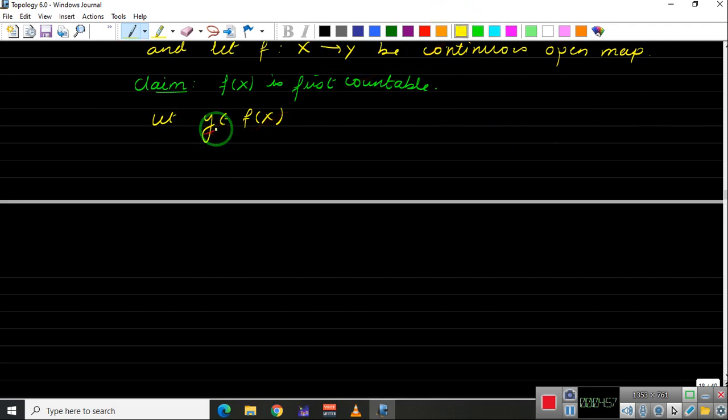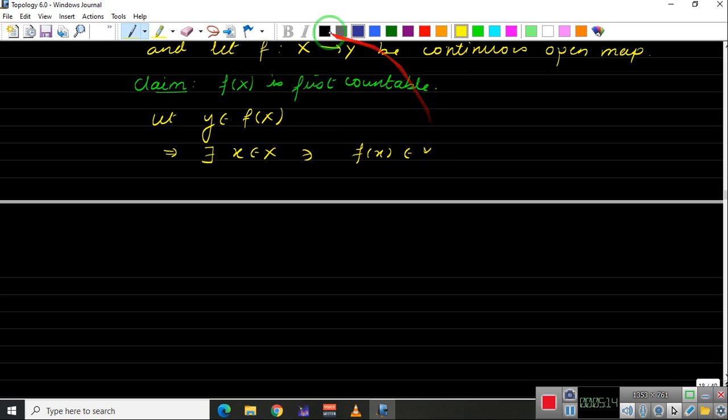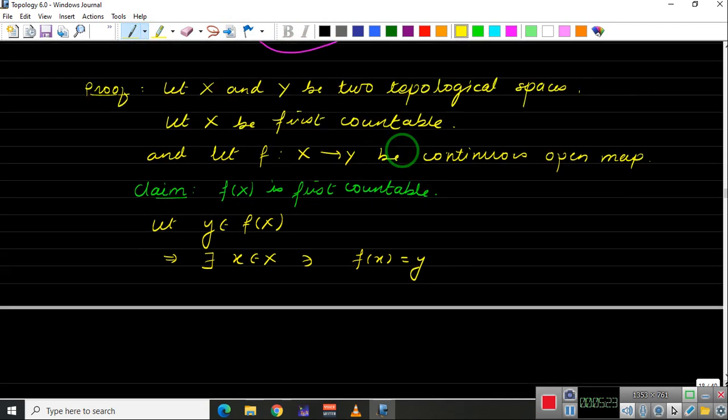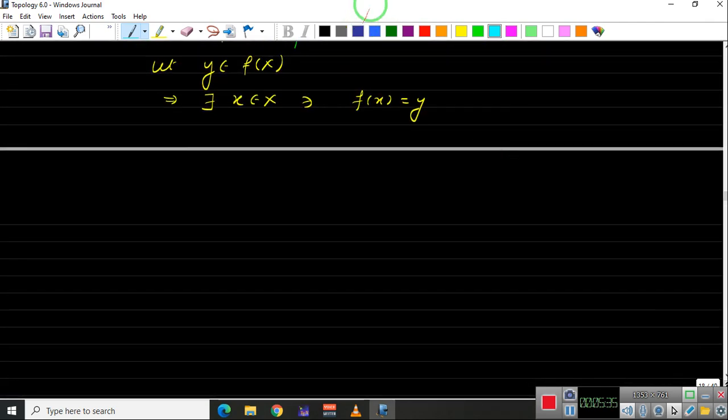Since y belongs to f(X), this implies there exists some x in X such that f(x) equals y. That means we have a point in the domain which is mapped to this y. So let us take that point to be here: we have this x which will be mapped to y, that is, f(x) equals y.